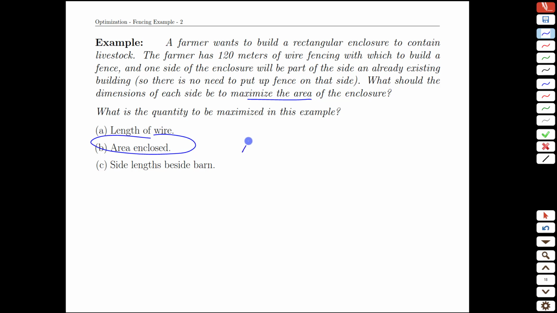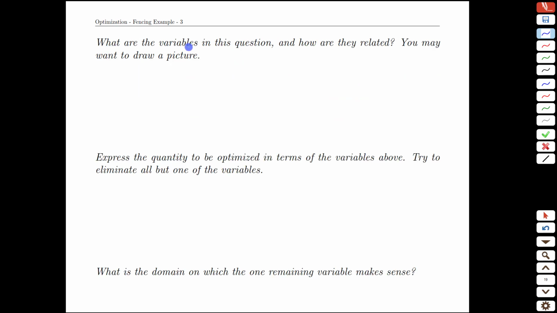So what that also tells us is we are going to need a formula for the area based on some other values in the problem. That's where we're going to look next. What are the variables in this question and how are they related? That's a natural next step once we've decided what we're aiming for. You may want to draw a picture. That is a severe understatement. You do want to draw a picture. In fact, in any of these geometric optimization problems, without a picture, you're likely going to make some kind of serious mistake. So let's start with that picture idea.